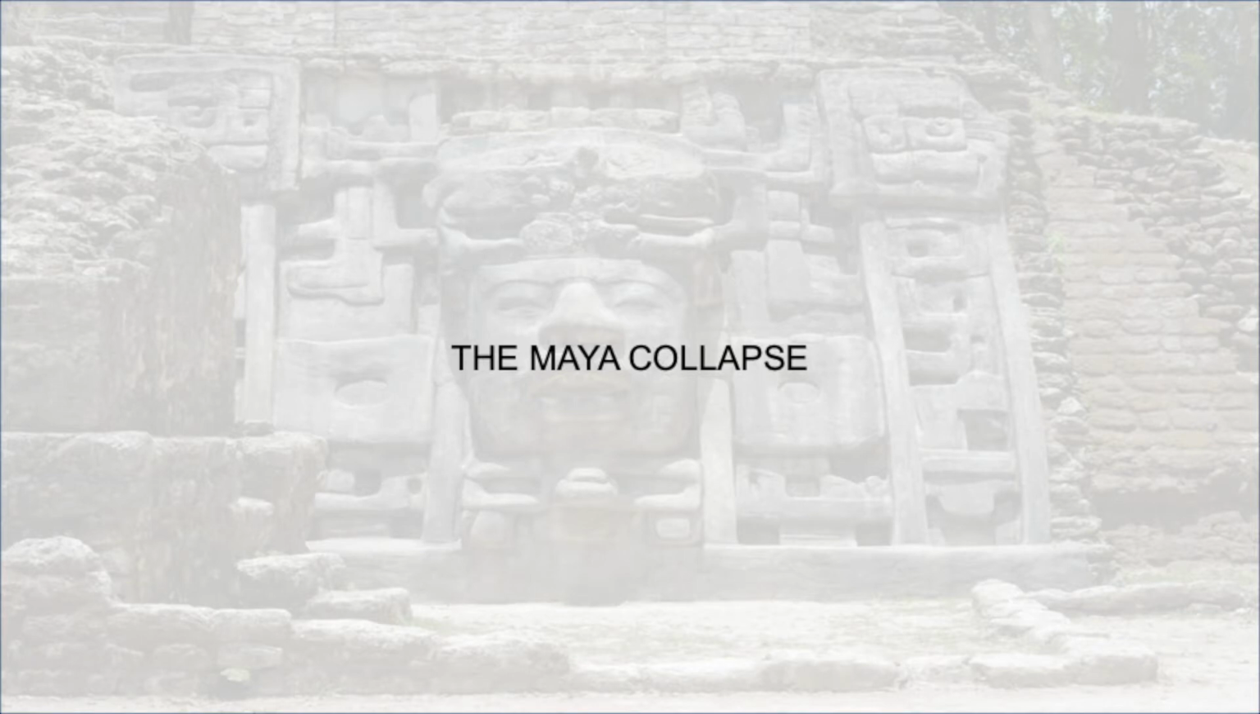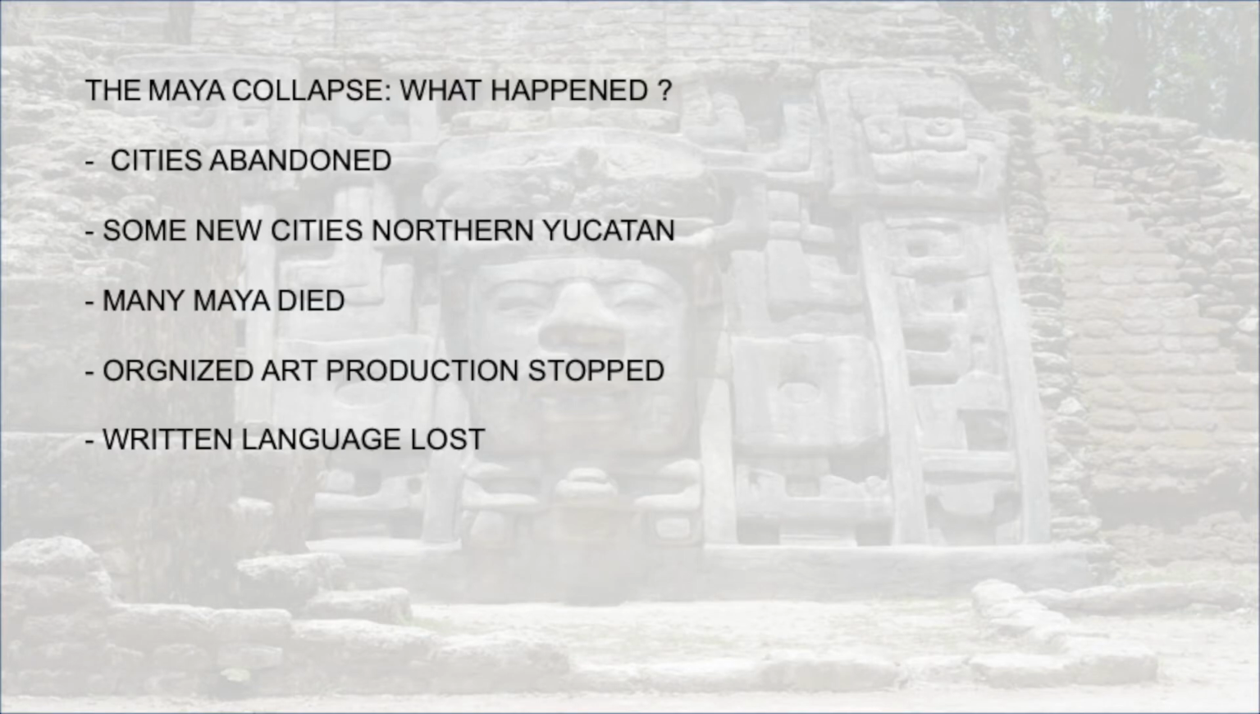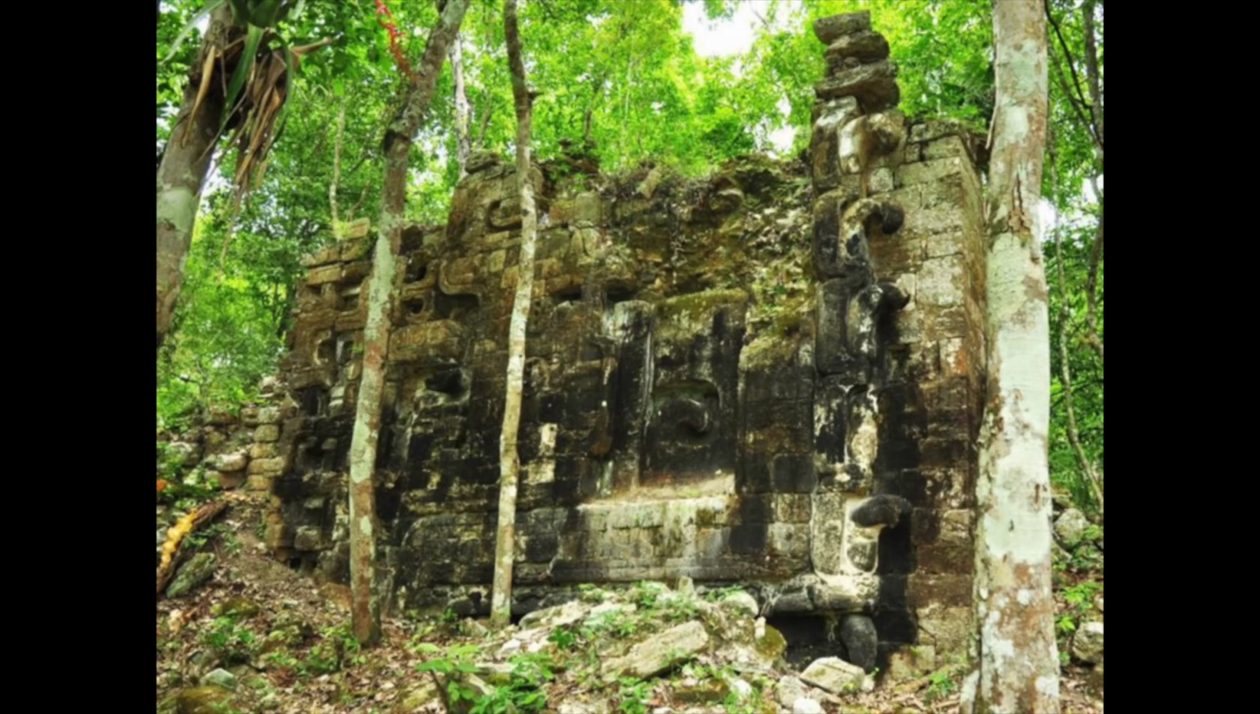The Maya collapse. So what happened? Around 900 CE, the Maya began abandoning these amazing cities. This is the site of Lagunita in central Yucatan. It was only recently found after being abandoned around 1000 CE and covered by jungle for the last 1,000 years.